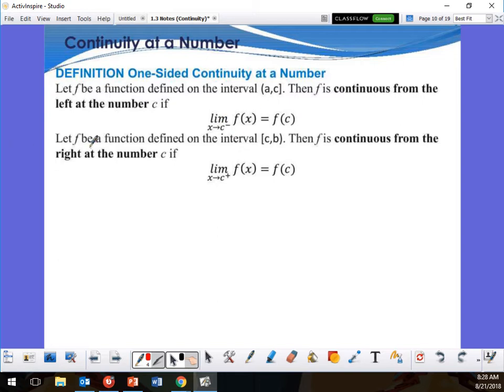Okay, next one. Let f be a function defined on an interval c to b. Now, which one is it including here? B? Nope, look at the bracket. The c right here is included. So c is included to b. So then f is continuous from the right, so from only the right-hand side.